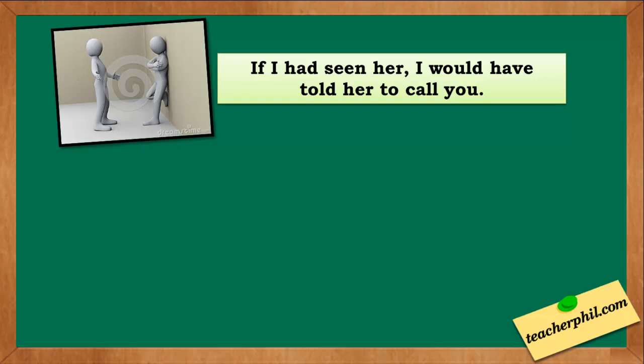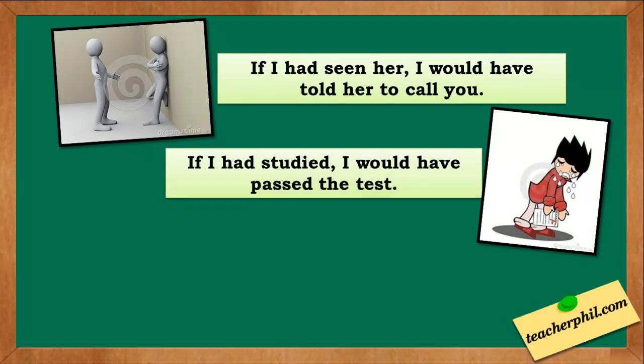Another example: if I had seen her, I would have told her to call you. The if clause here is, if I had seen her. I would have told her to call you is our result clause. The next one: if I had studied, I would have passed the test. If I had studied is our if clause. I would have passed the test is our result clause.